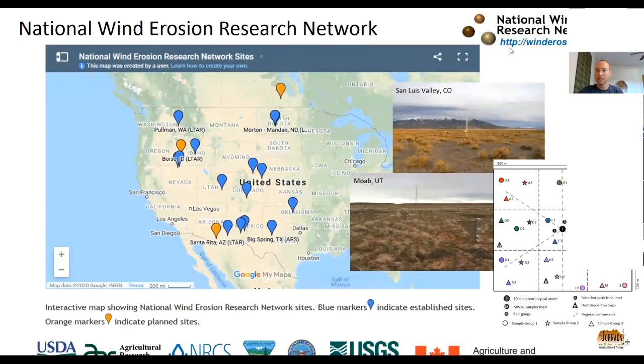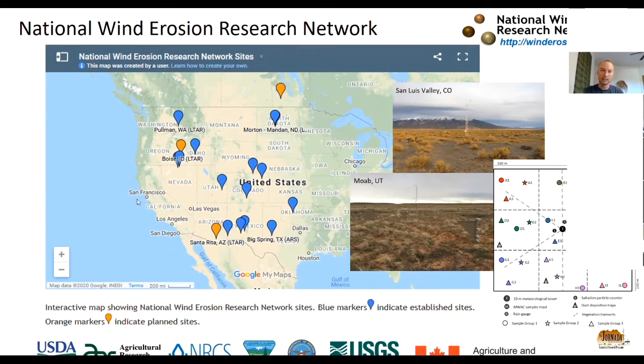So where we're at with the Wind Erosion Network: we got the network off the ground in 2014 as a pretty large multi-partner effort. We now have, I think, about 18 sites involved in the network in various capacities. The orange markers are sites here that are either partially installed or about to start installations.